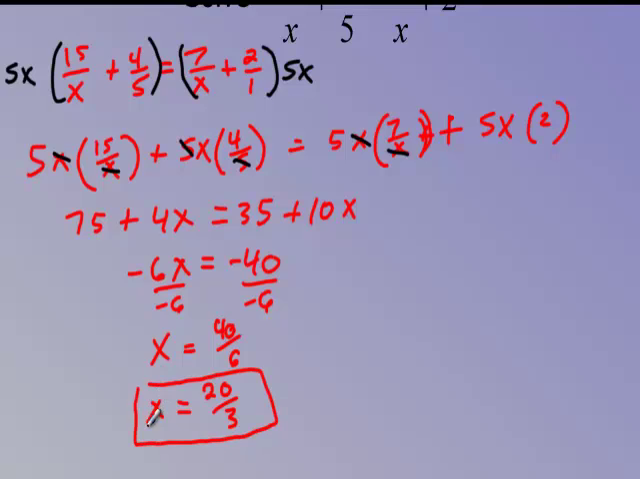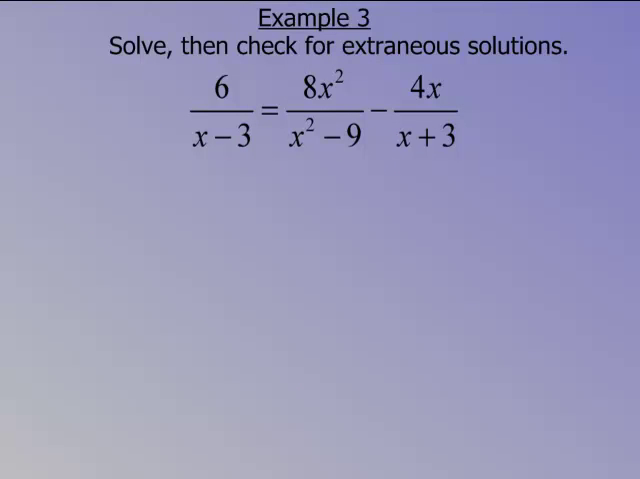Moving right along, let's look at another one. This time we're going to take the same approach. We'll have to get a common denominator, except the difference is that our denominators are binomials. So we'll have to find what the least common denominator is, multiply, and then solve. And we're also going to have to check for extraneous solutions. When we start dealing with binomials as denominators, that's when we're going to have to start taking that extra step. So let's get right to it.